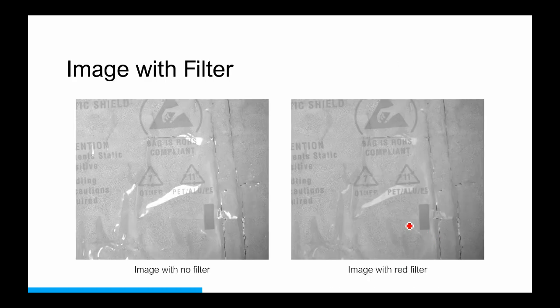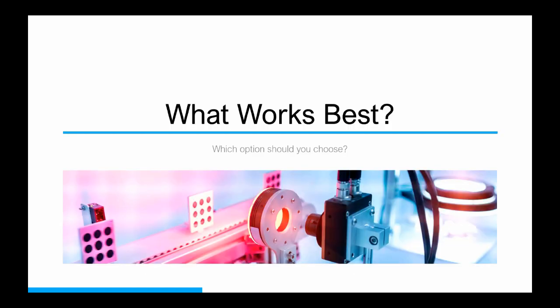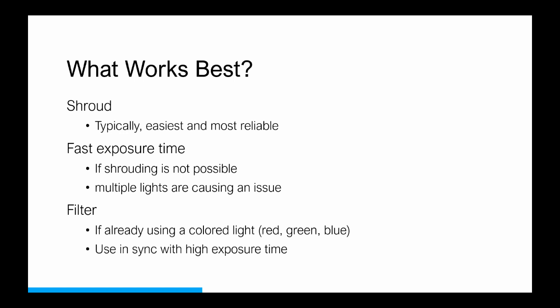It's good, not great. So what does work best? Which option do we want to choose? Like I said, I talked about it from best to worst in a way. Your shroud is going to be your easiest and your most reliable. You're removing the variable altogether. So your only concern after that is just what the machine vision system is doing.